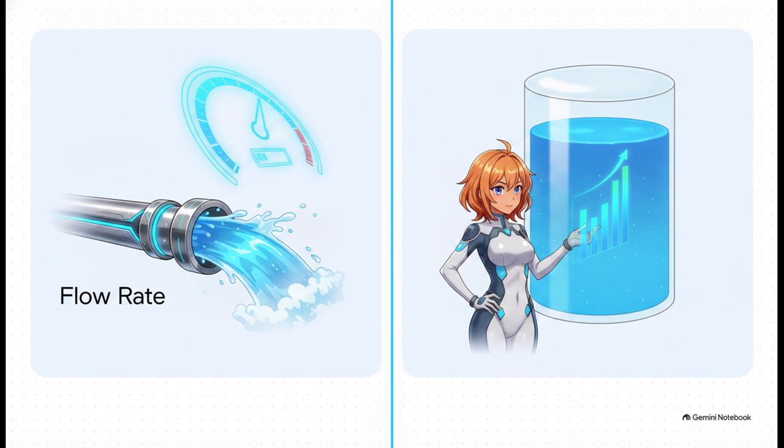Think about when you're driving your car. Your flow rate is the speedometer telling you exactly how fast you're going right this second, while total flow is your odometer telling you the total distance you've traveled all day.